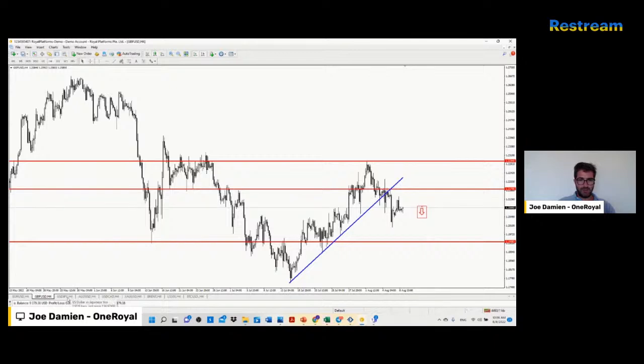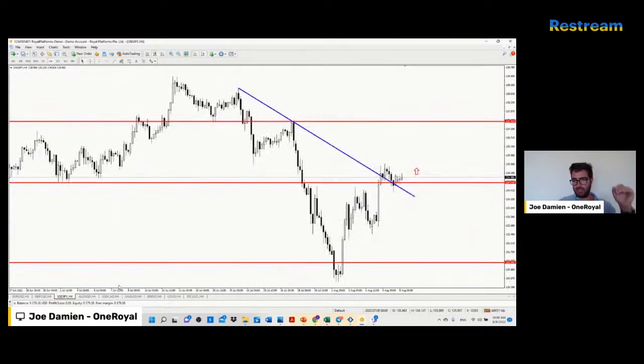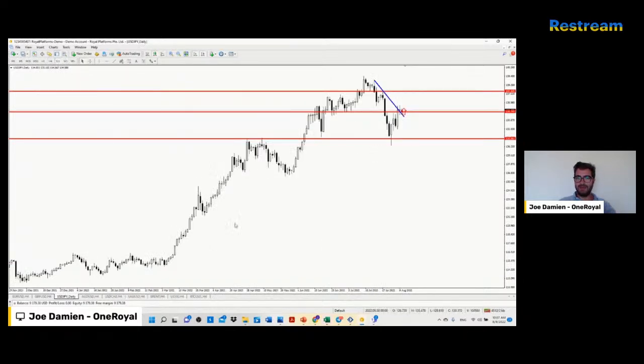Next, we will talk about USD JPY. On the higher time frame, we are still in an uptrend, higher lows and higher highs. It is best, when you are in an uptrend on the higher time frame, to consider a buy position.